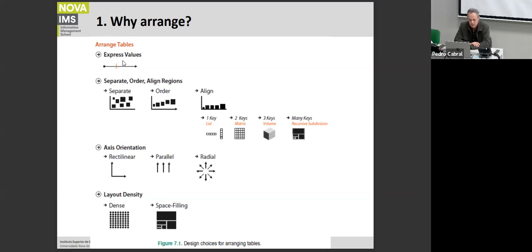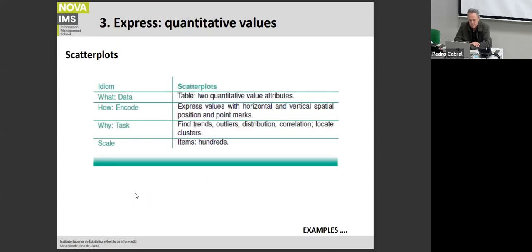So we are going to see how to express those values. How can we separate or align them? So regarding the axis orientation, this can be rectilinear, which is the most common option, or it can be parallel or radial, less common options. Okay, about the layout density, we can use a dense or a space filling layout density. Okay, if you have any question, please let me know. Okay, I will make this recording available in the Moodle like it was the previous class, so then you can consult this whenever you want.